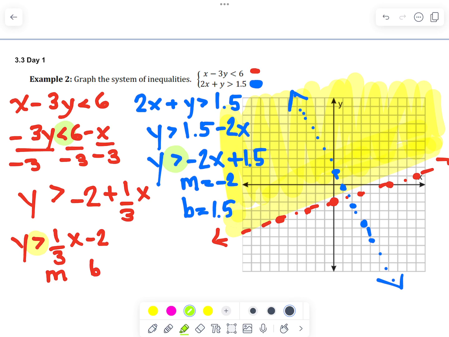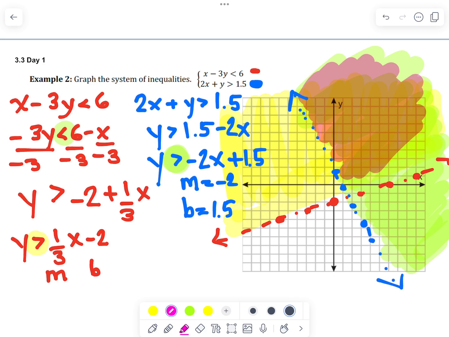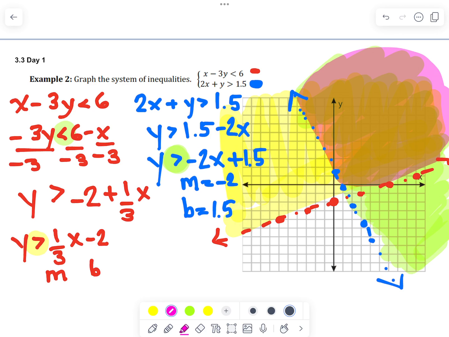And now we read the inequality. It's saying y is greater than. So greater than is above the line. Those are the ordered pairs that are greater. And now we see where they overlap, so we darken that in. All of the ordered pairs in that darker region are going to be solutions to that linear inequality system.